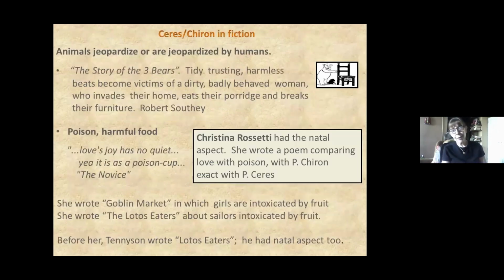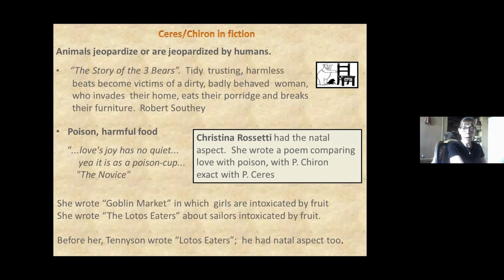Here's Ceres Chiron in fiction, the story of the 3 bears, tidy, trusting, and harmless, who, bears, not beets, these are 3 bears. They became the victims of a very dirty, badly behaved woman. She invaded their house, she ate their porridge, she broke their furniture. It was written by Robert Southey, and he was a natal Sun equals Venus Chiron person.